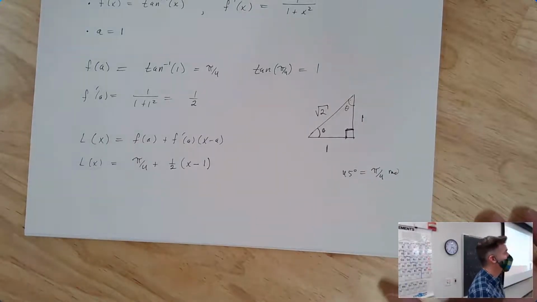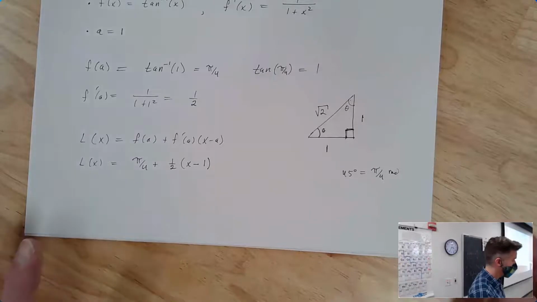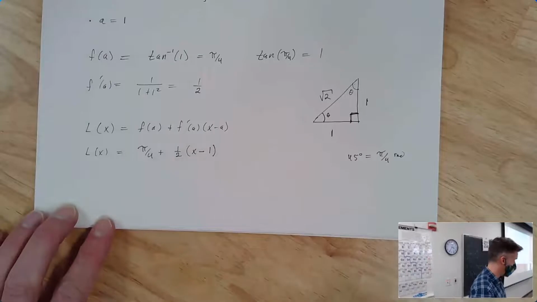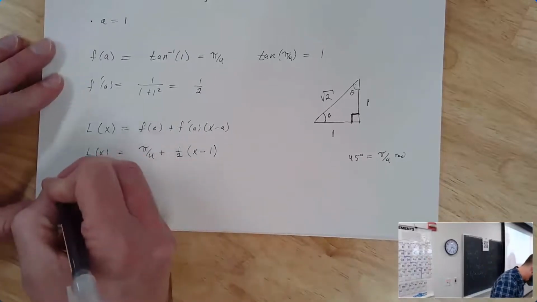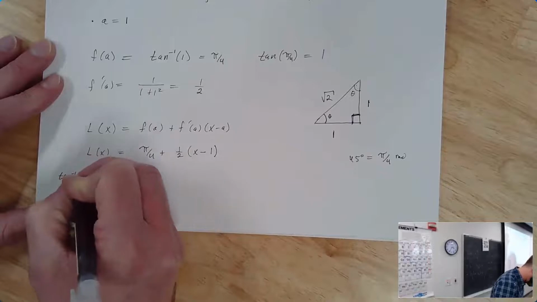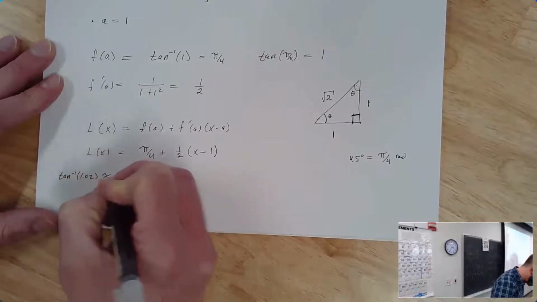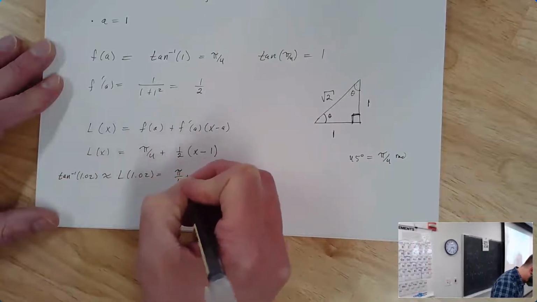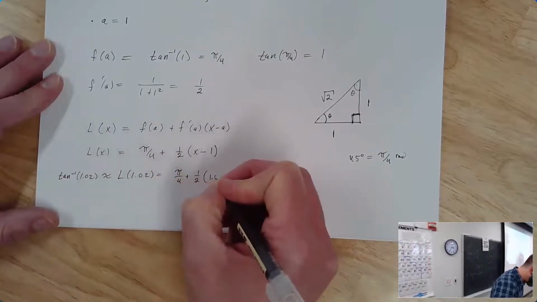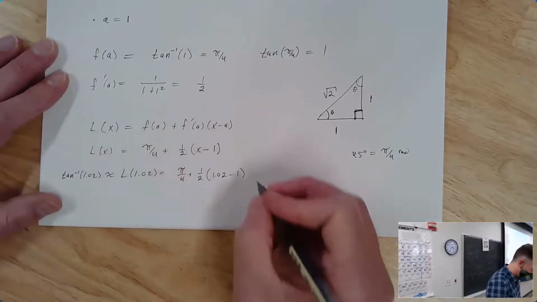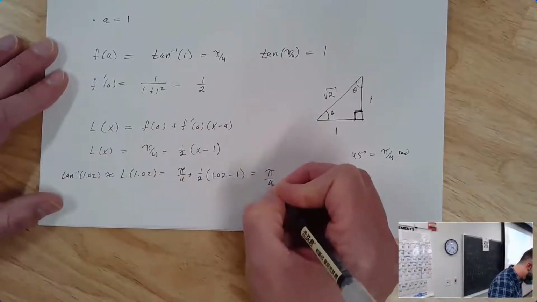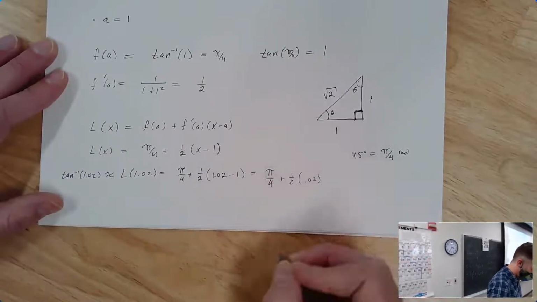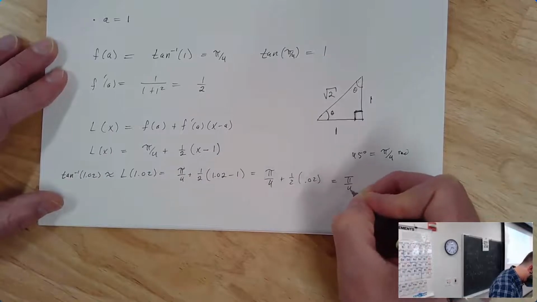Our final answer is not going to look very nice. That's okay. You still should do it this way, meaning you don't want to try and simplify this until after plugging in. So now we're going to approximate the inverse tangent of 1.02, which is going to be our linearization at 1.02, which is pi over 4 plus 1/2 times 1.02 minus 1. And that's lovely. It's pi over 4 plus 1/2 of 0.02, which is pi over 4 plus 0.01.